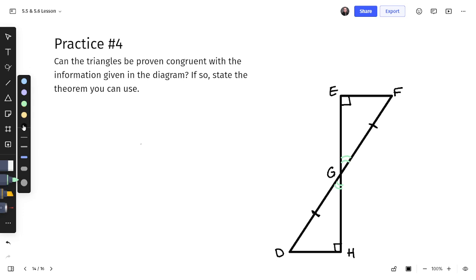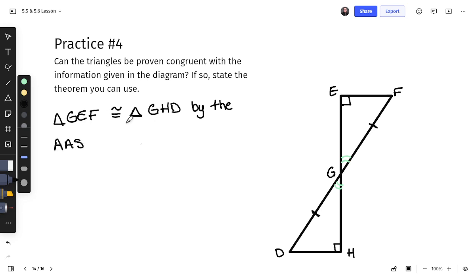So to write that out formally, triangle GEF is congruent to triangle GHD by the angle-side congruence theorem.